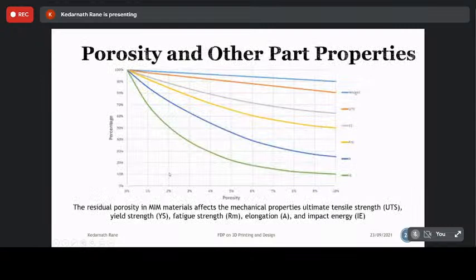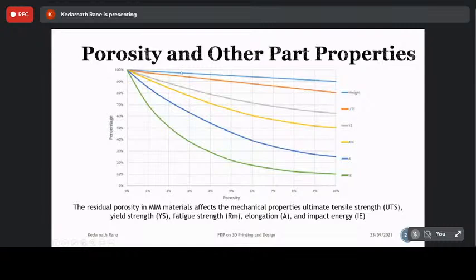Again, porosity is the inverse of density, right? So we are considering in this plot porosity on the x-axis, and in percentage, the different characteristics of the parts. If you increase the porosity level, your weight is going to reduce. It is a physical characteristic. But when it comes to the mechanical characteristics, you can see it is significantly reduced.